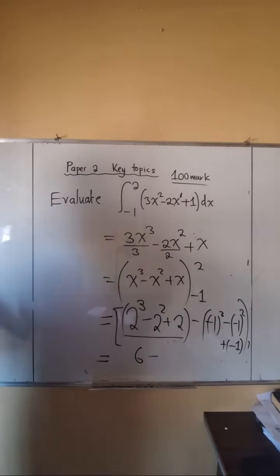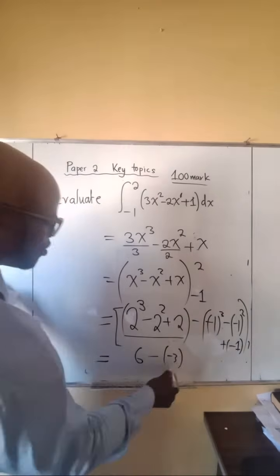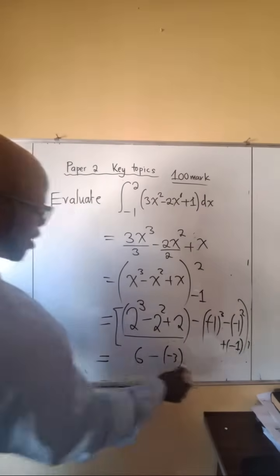Okay, we say (-1) power 3 minus (-1) power 2 plus -1 there. We're getting a -3. This is giving us a -3. All these inside here, we're getting a -3.